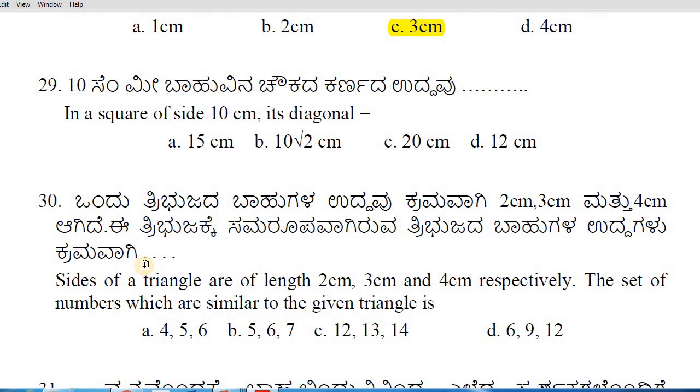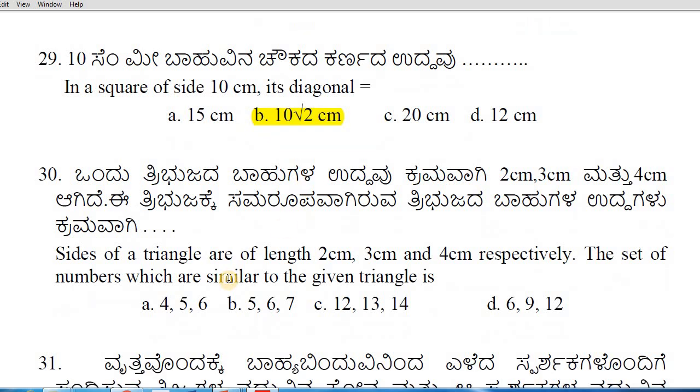Question number 29. In a square of side 10 centimeter, its diagonal. The same kind of problem I have explained in the quadratic equation video, children. When a square has all sides equal to 10 centimeter, its diagonal will be 10 root 2 centimeter. If all sides are equal to 20, you will get the diagonal as 20 root 2 centimeter, just like that. So here the correct option is B, 10 root 2 centimeter.